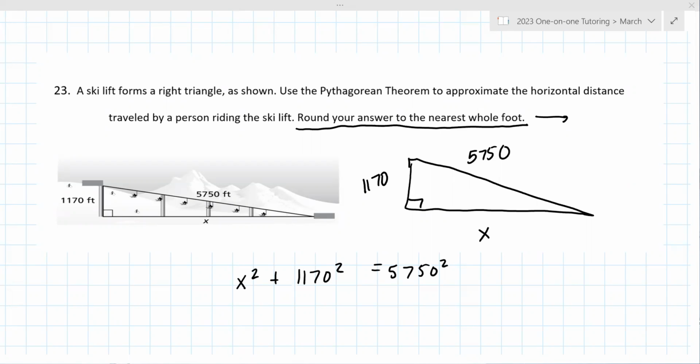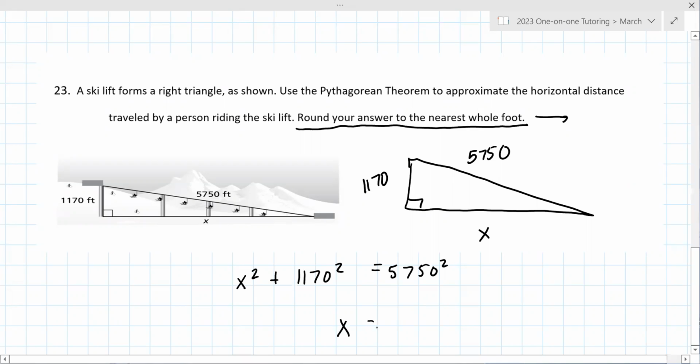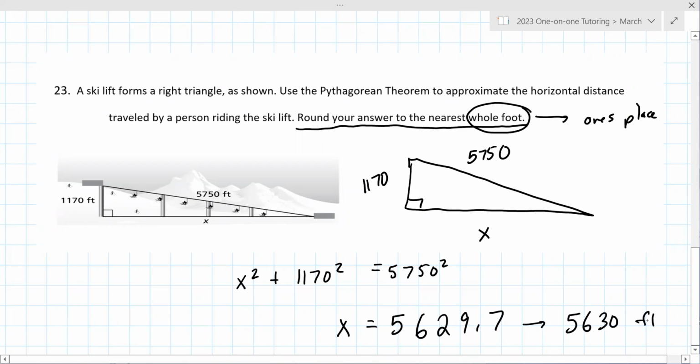Okay, I got my answer. What did you come up with for X? I got 5,629.7. So what does that round to if you're going to the nearest whole foot? Basically the ones place. So it just means 5,630 feet. Very good.